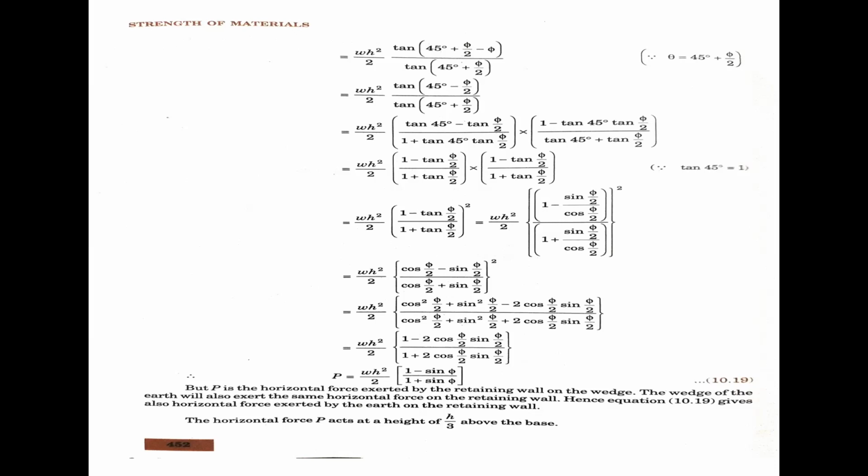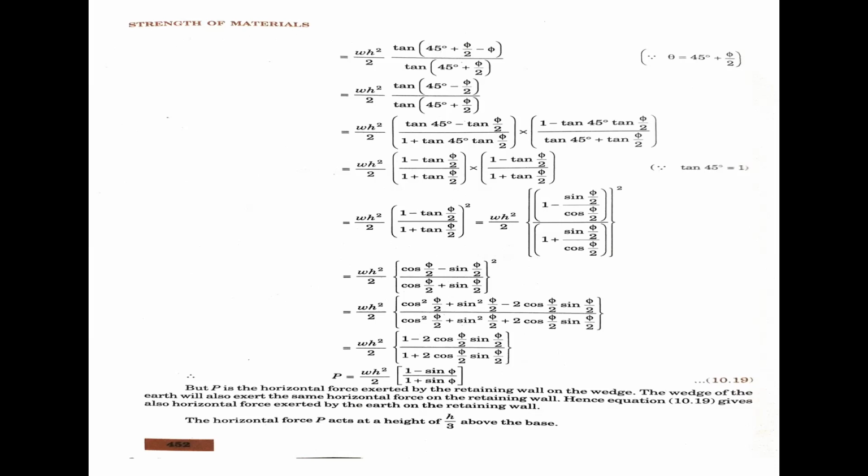(WH square by 2) (cos square + sin square), cos square pi by 2 plus sin square pi by 2 minus 2 cos pi by 2 sin pi by 2. Right now, I have to write the formula for (a plus b) whole square or (a minus b) whole square: cos square pi by 2 plus sin square pi by 2 plus 2 cos pi by 2 sin pi by 2.